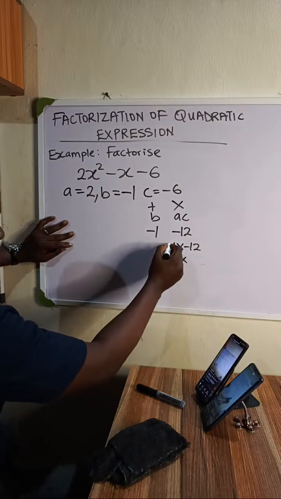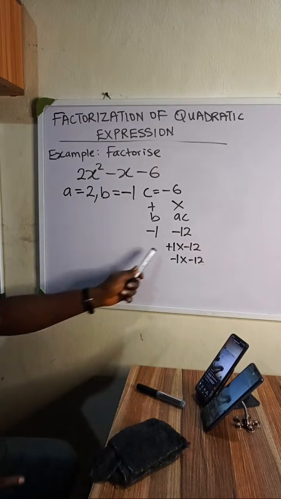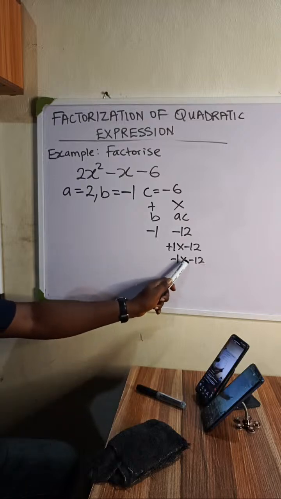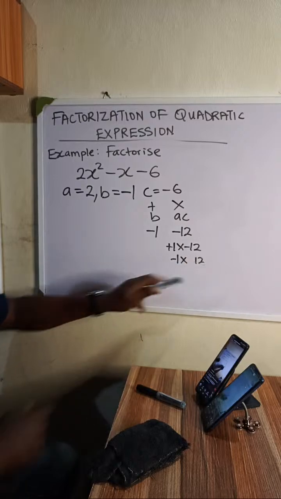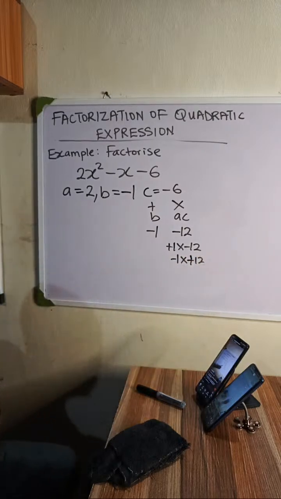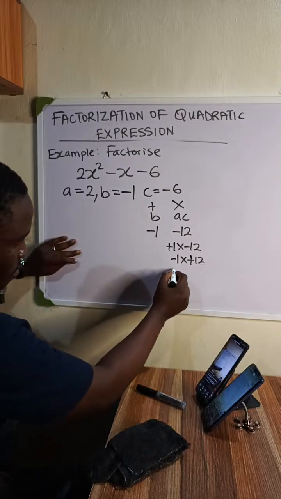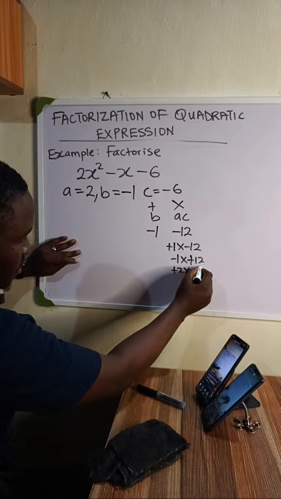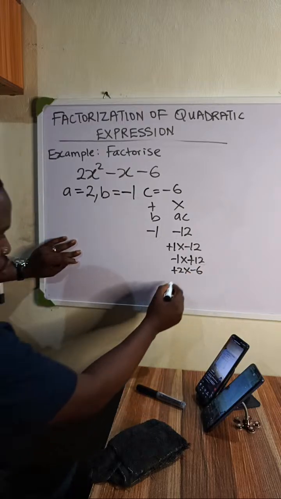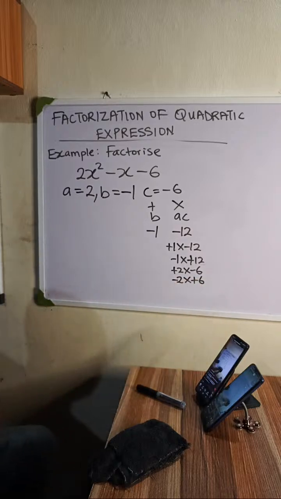Let me put the signs, plus, minus 12. So plus 1 times minus 12 will give you minus 12. Minus 1 times plus 12 will also give you minus 12. Also, plus 2 times minus 6 will give you minus 12. Minus 2 times plus 6 will give you minus 12.